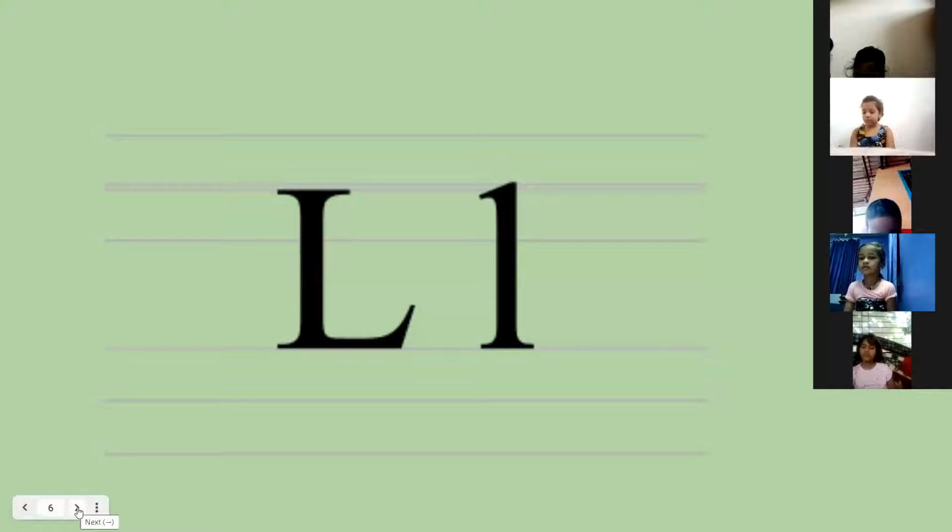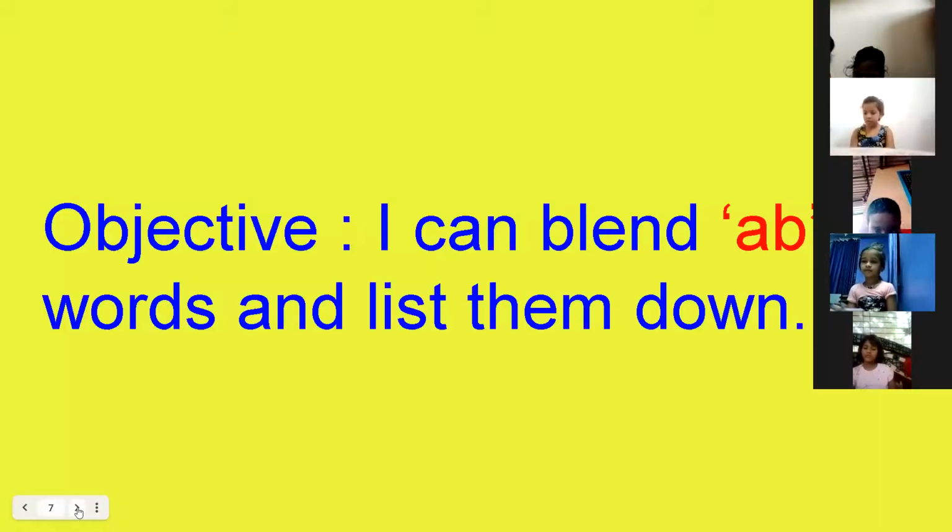Now let's see what comes on our screen and what we are going to learn today. So today, our objective is I can blend ab words and list them down. Okay? Ab, ab. Okay? Ab, up. Okay, so this is what: I can blend ab words and list them down.